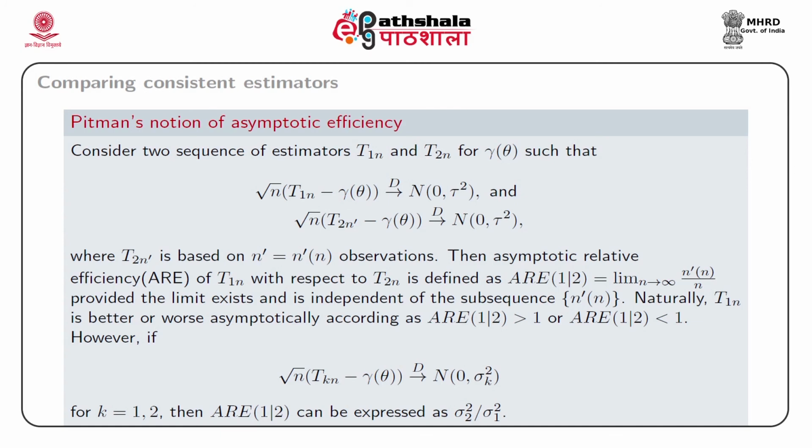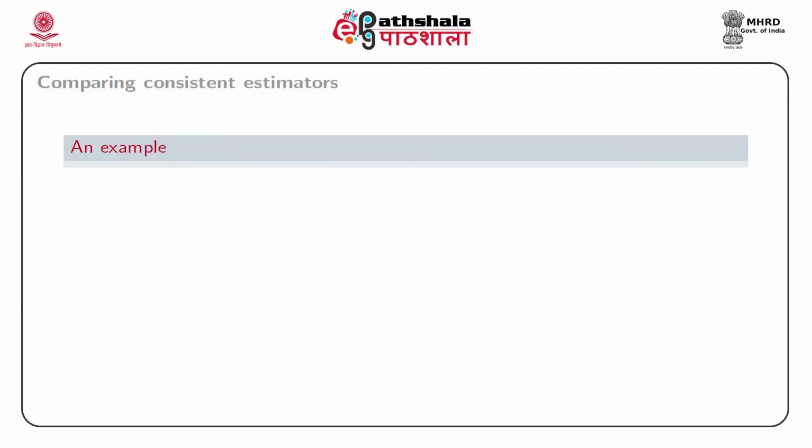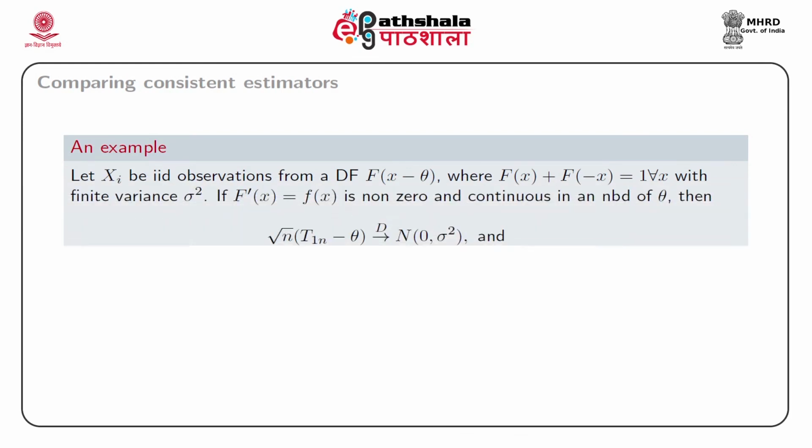Naturally, T1n is better or worse asymptotically according as this ARE exceeds 1 or is less than 1. However, if the large sample distribution of Tkn is normal with mean 0 and variance sigma square k, then this ARE can be expressed as sigma 2 square divided by sigma 1 square. So let us consider a very simple example. This compares sample mean and sample median.